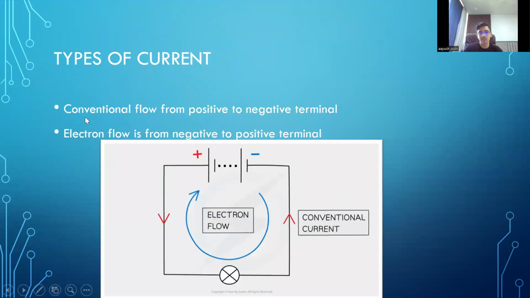There's two types of currents. There's a conventional flow of current that we regularly use from positive to negative, but this actually is incorrect. The actual correct flow is electron flow, which is from negative to positive, not positive to negative terminal. It goes from negative to positive terminal. But in your final exams, in your IGCSE exams, you need to use the conventional flow because that's how many electric circuits are built. We do not use electron flow, even though it is correct.